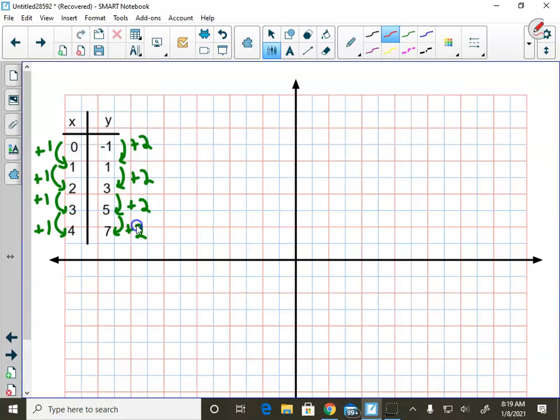But again, if we wanted to graph it just to kind of confirm that, we can. So let's look at 0, negative 1. That would be this point. Then we look at 1, 1. We look at 2, 3. We look at 3, 5. And we look at 4, 7. Okay, and now, again, if I use my straight line tool and I connect the first point to the last point, you can see that every point is on that line. So that means this is in fact a linear function.